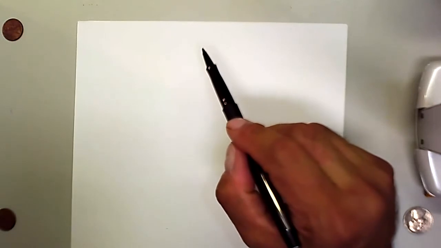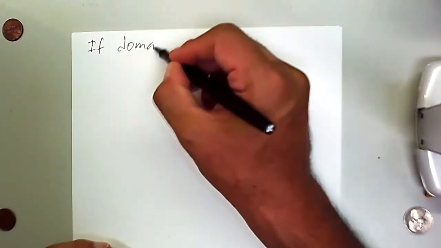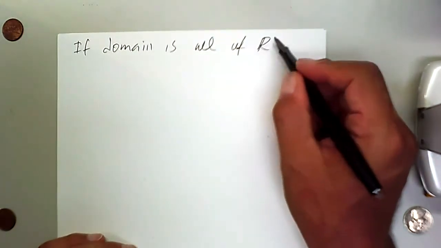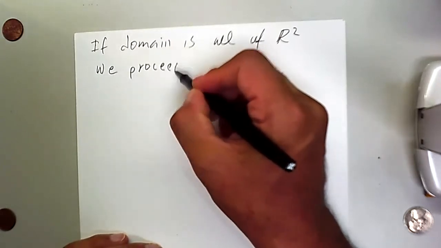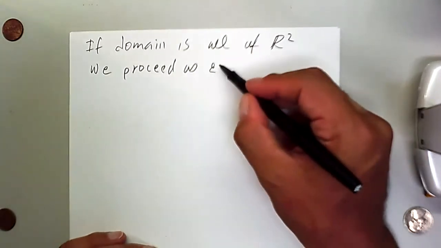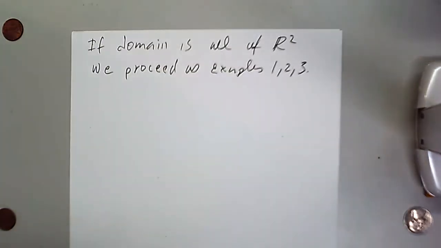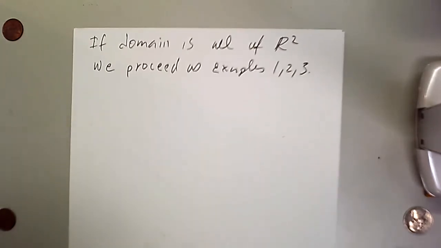So we know how to find maximums or minimums if the domain is all of the plane. So if the domain is all of R squared, we proceed as in examples 1, 2, 3. Okay, but what happens if we don't have a domain that is all of the plane? What if we restrict the domain?